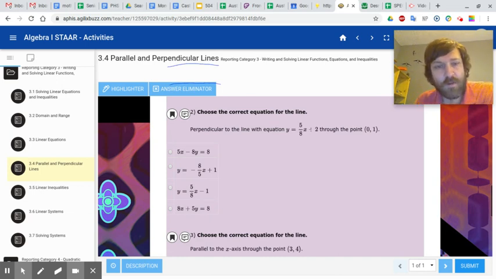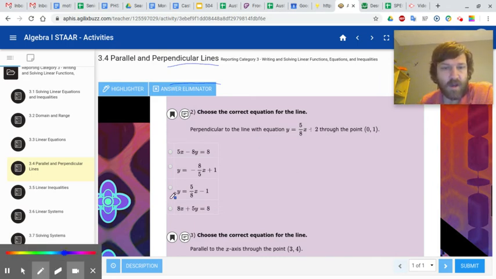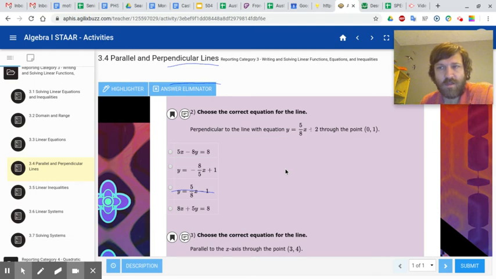Now it says perpendicular. Which one is perpendicular to the line with the equation 5/8 x plus 2 through the point 0, 1? So right away, I know we were no good on this one. And just to make this as easy as possible, we know that the slope of the line that's perpendicular to this one has to be negative, and it has to be 8 over 5 because it has to be flipped. And it has to cross through the point 0, 1, so clearly this is the answer.